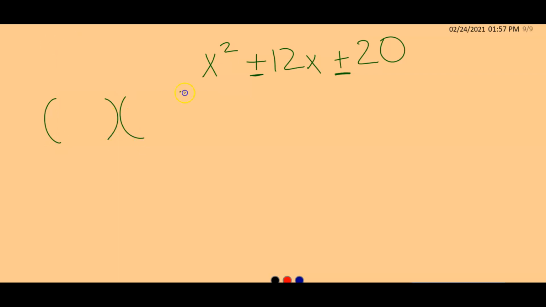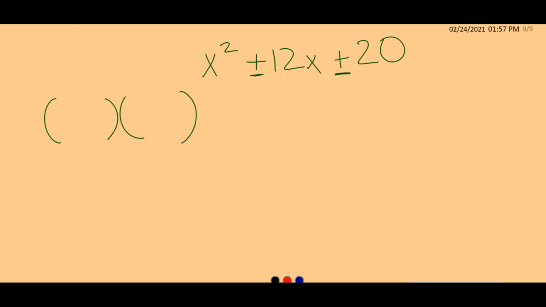Here is our first trinomial that we're going to do. It is x squared plus 12x plus 20. Okay, so let's take a look at what we've got. We've got two plus signs, so because C is plus and B is plus, we know that both of the binomials have to be positive, okay?